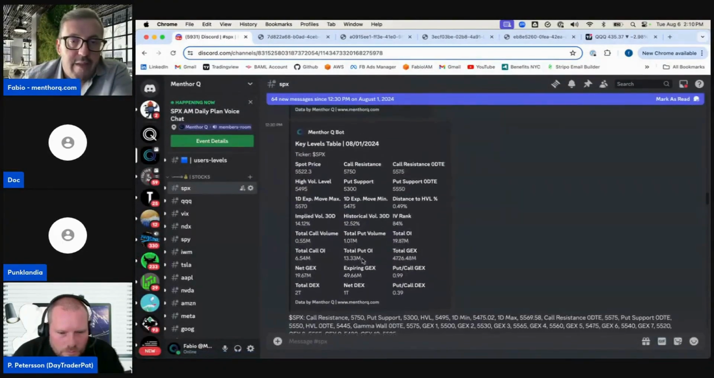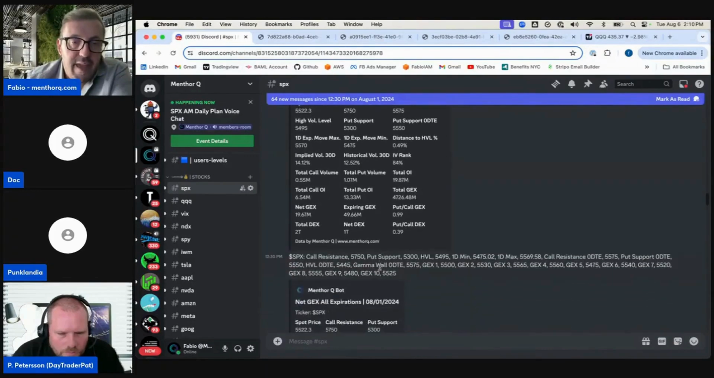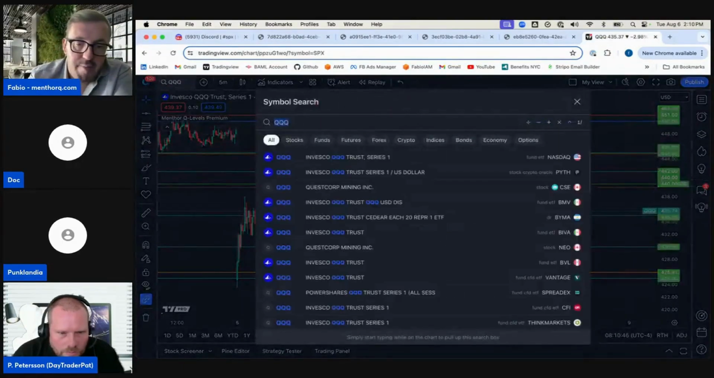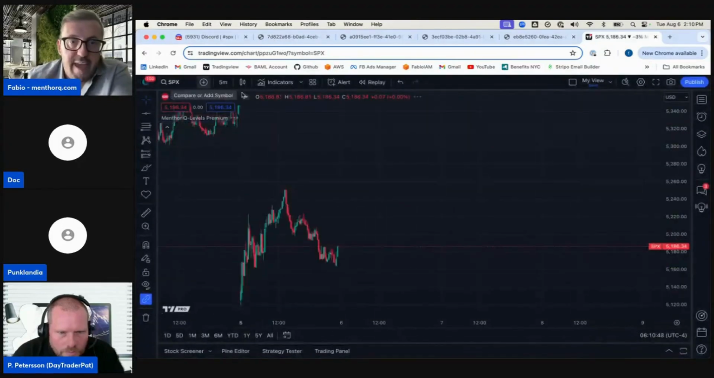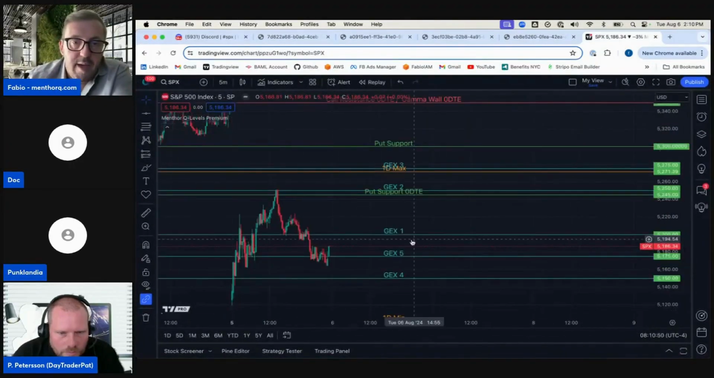Then we want to look at information here. This is a table with all the key information: open interest, put open interest, put-call ratios, how much GEX is expiring. Then I can open up my levels. I can go on my TradingView and look at my levels here. So for the day, you can prepare yourself by looking at what the levels are for the day.